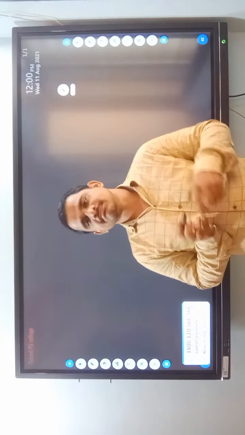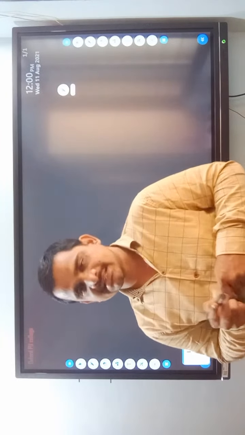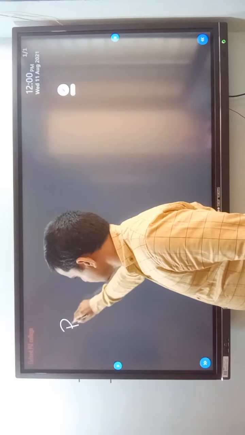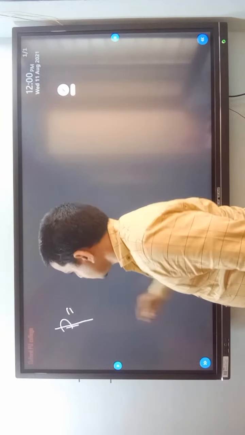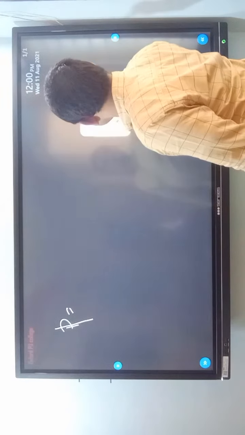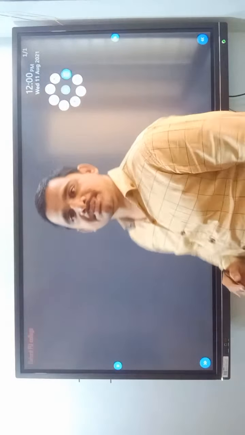We started some discussion in the last class. I have discussed some linear momentum here. Linear momentum will be represented by small p. Small p is used for representing the linear momentum.